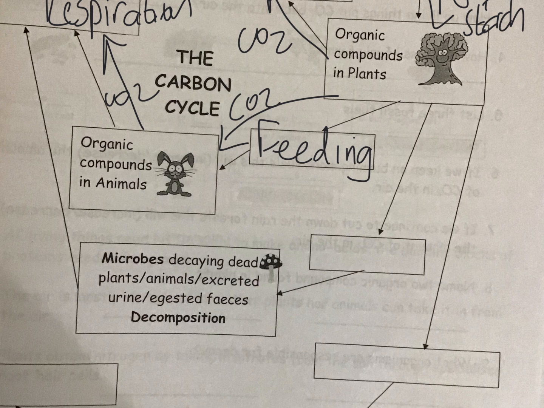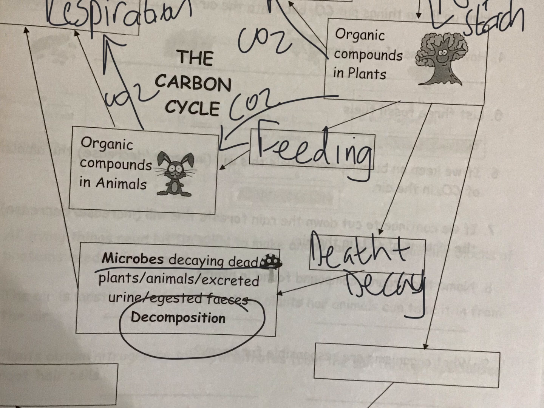We also see the plants themselves, who initially provided the food, will eventually die, and they will decay. They are decayed by microbes feeding on them through the process of decomposition, and that too puts carbon dioxide back into the atmosphere.